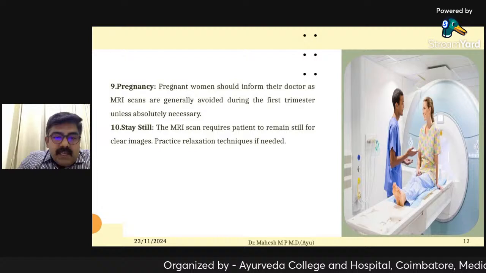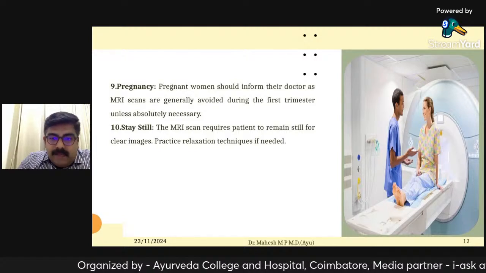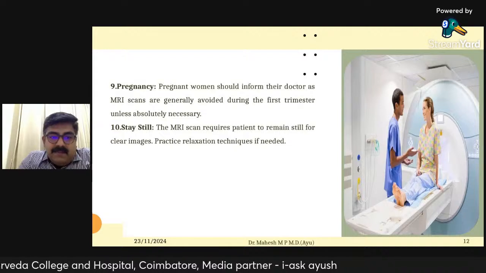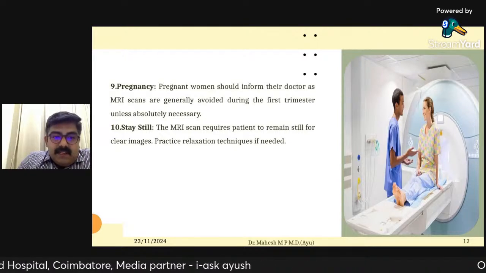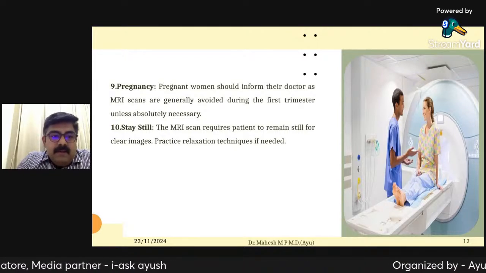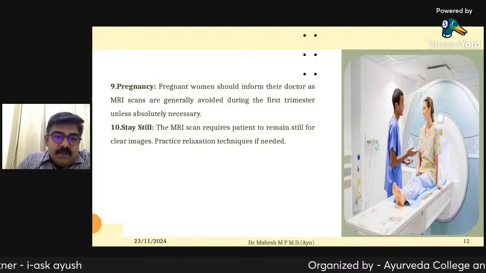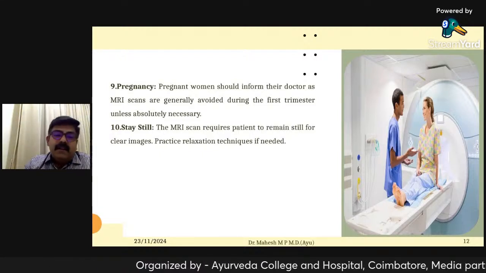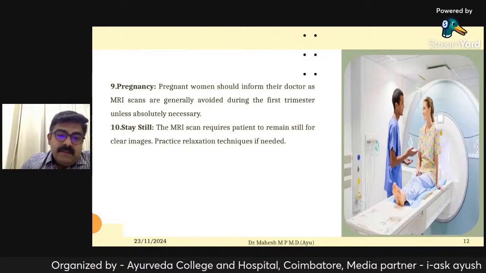And in an MRI scan, to avoid artifacts, the person has to stay still. The MRI scan requires the patient to remain still for clear images. So practice relaxation techniques if needed.